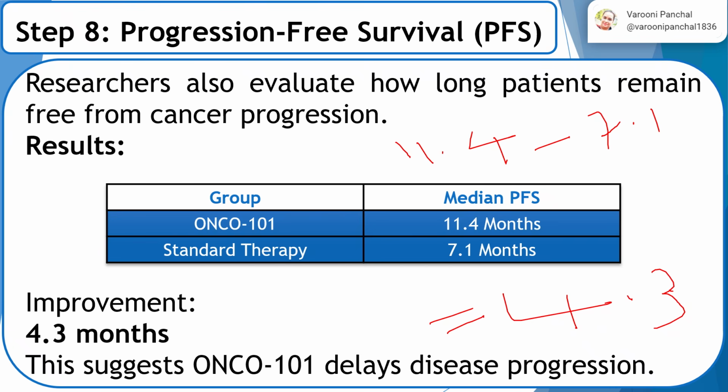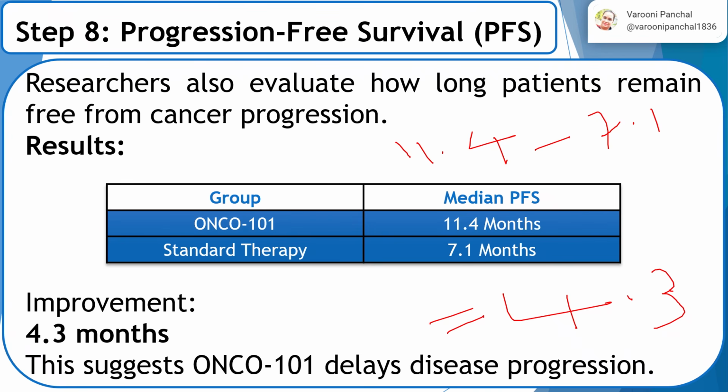Delays disease progression means it delays the tumor from increasing, either to stay at that specific size in the body or to shrink, right? The disease has not progressed. That means the tumor cells have not increased. They are at the same size or at a lesser size. Now these kinds of terminologies are very important when you work in oncology clinical trials.